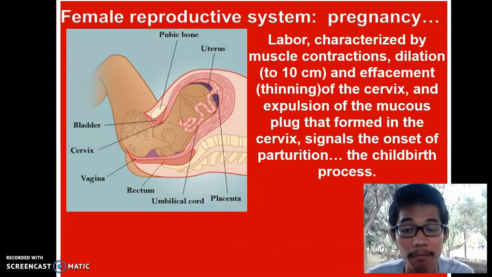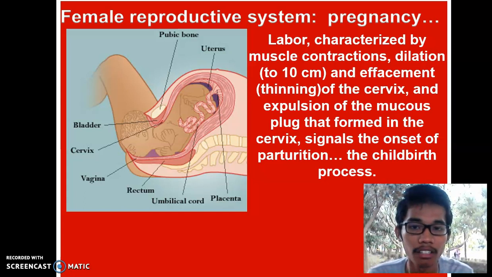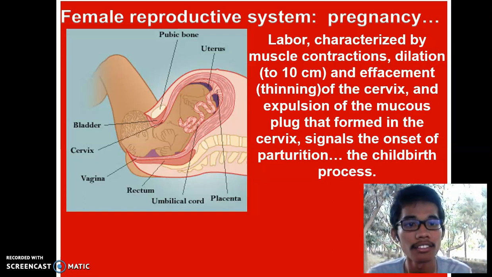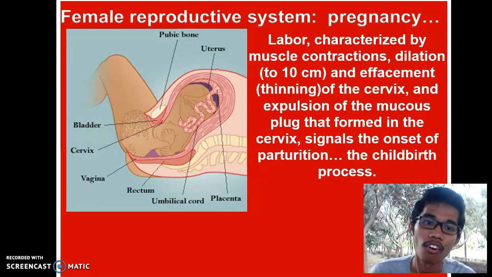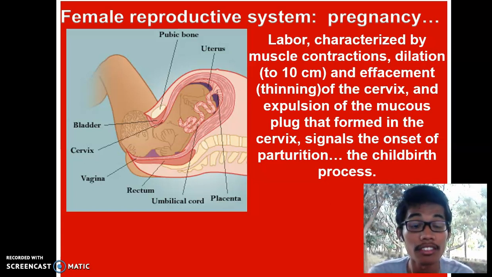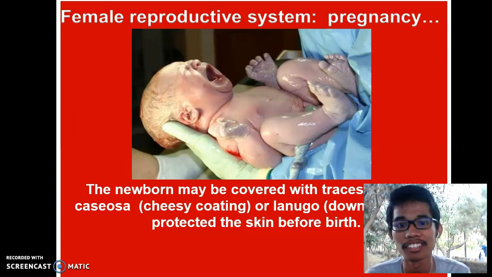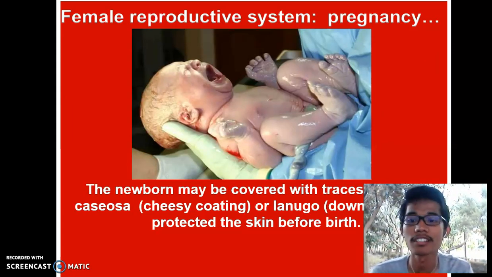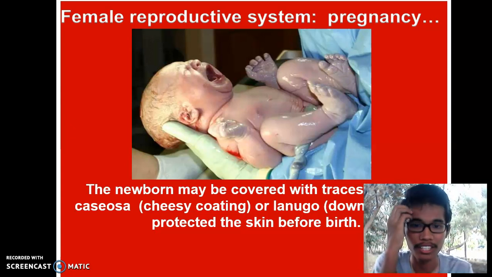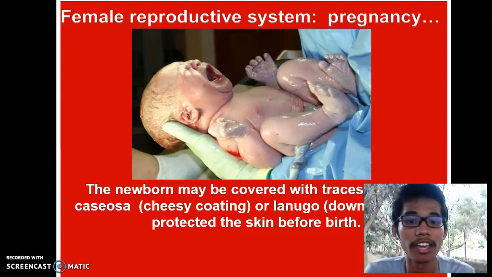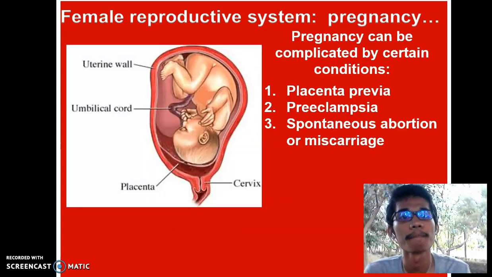About pregnancy again, but in the outer stage: labor is characterized by muscle contractions, dilation to 10 centimeters, effacement or thinning of the cervix, and expulsion of the mucous plug that formed in the cervix, signaling the onset of parturition, the childbirth process. The newborn may be covered with traces of vernix caseosa, a cheesy coating, or lanugo, downy hair that protects the skin before birth.